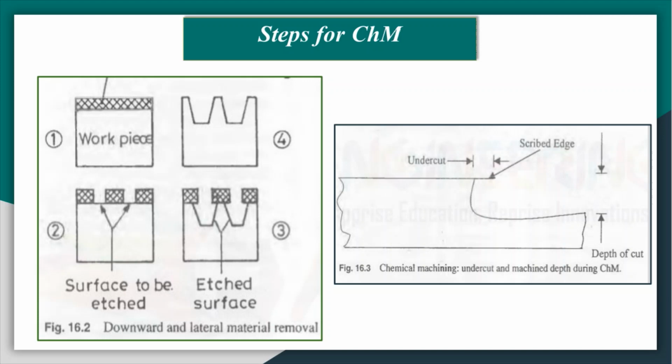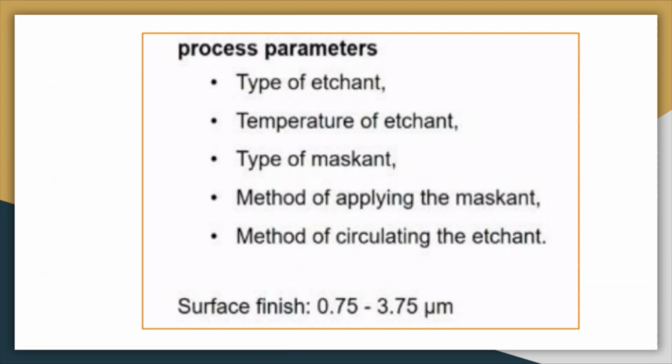Now the performance of the chemical machining process is affected by many process parameters, which are type of etchant, temperature of etchant, type of maskant, method of applying the maskant, and method of circulating the etchant. The surface finish produced during chemical machining is about 0.75 to 3.75 micron. So this is about the process parameters.